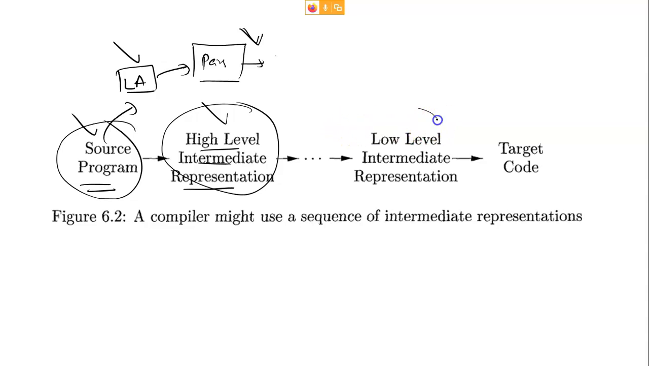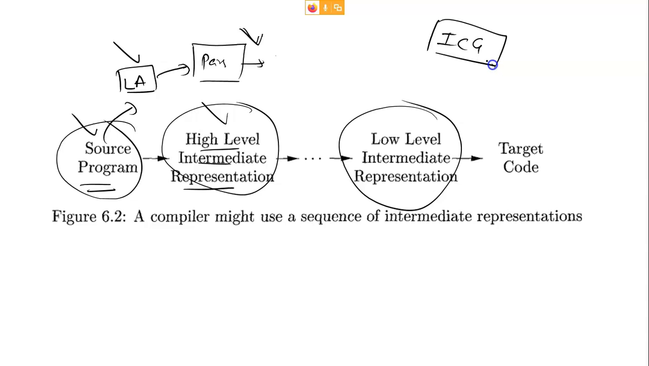Now after that we have the intermediate code generation stage. After the syntax analysis, this is the next stage we have, along with semantic analysis. After semantic analysis, we have this phase, intermediate code generation. This phase creates the low level intermediate representation.